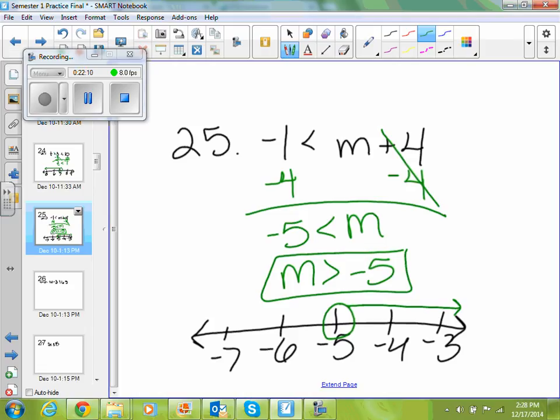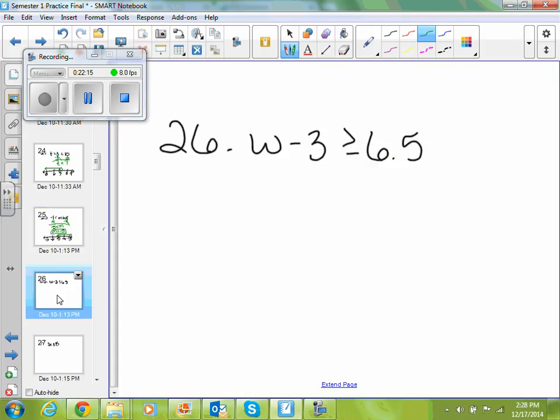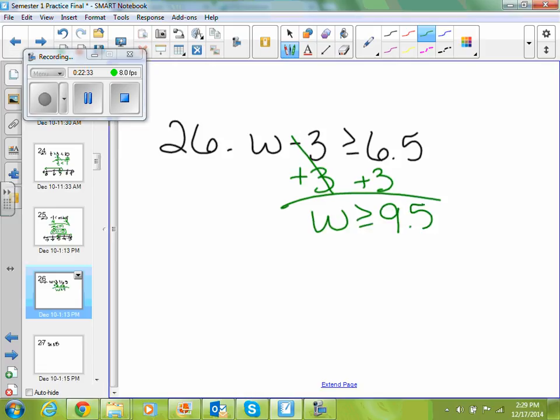Okay, so any questions on 25? No. Alright, 26. W minus 3 is greater than or equal to 6.5. What do we do? Add 3. What's 6.5 plus 3? 9.5. Very good. So W is greater than or equal to 9.5.